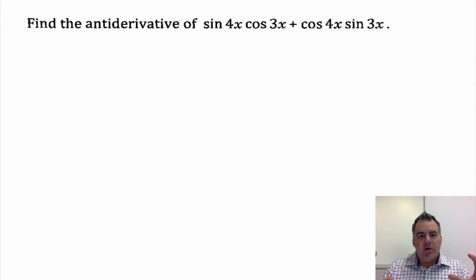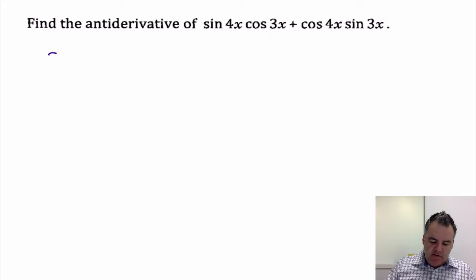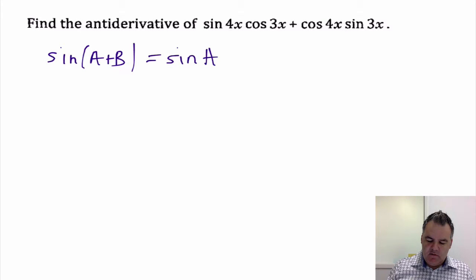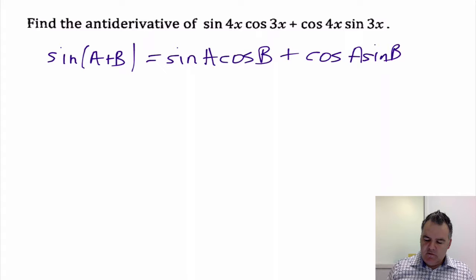Okay, so this example now requires us to go back to last year and look at our identities. Now, I don't think they're on the formula sheet for this year, so this one's a bit hard unless you were given the formulas. So you're not expected to know this, but last year you had a formula that said sine of A plus B was sine A cos B plus cos A sine B. Alright?